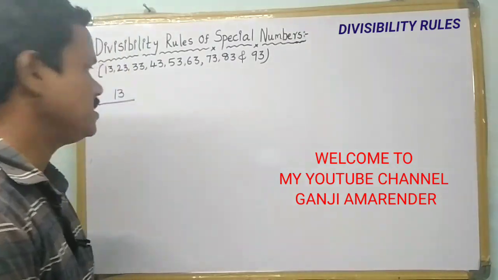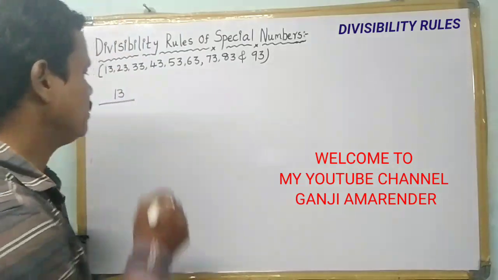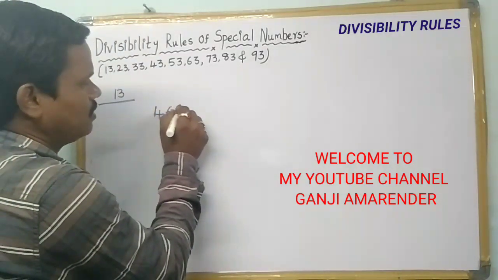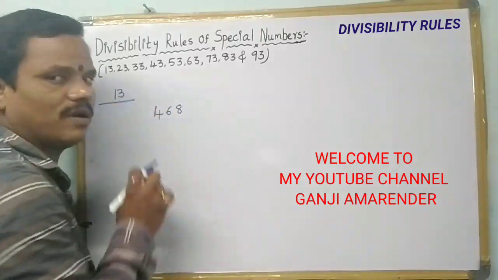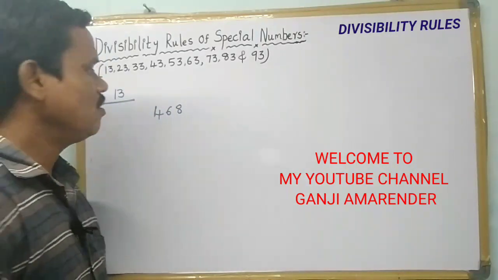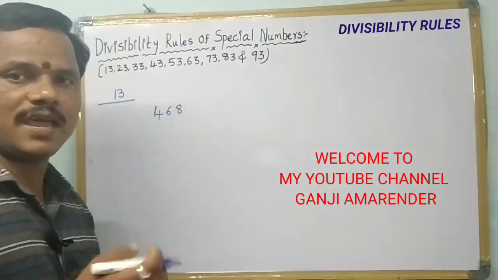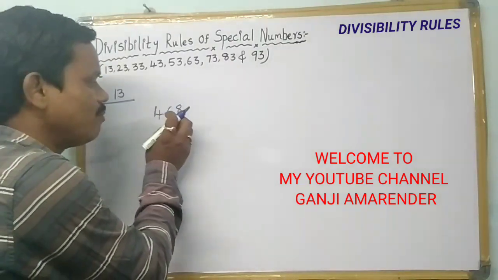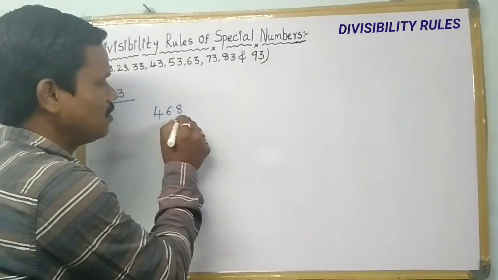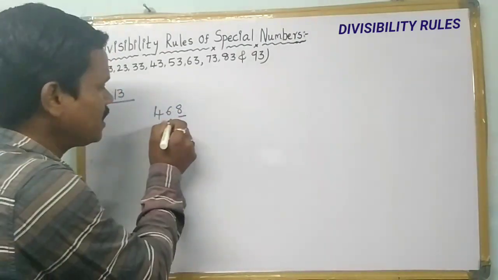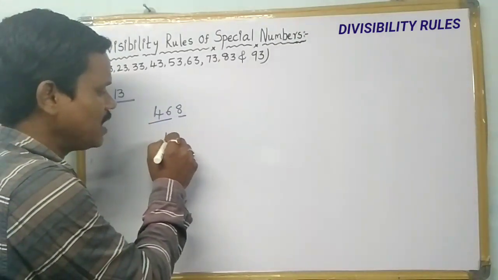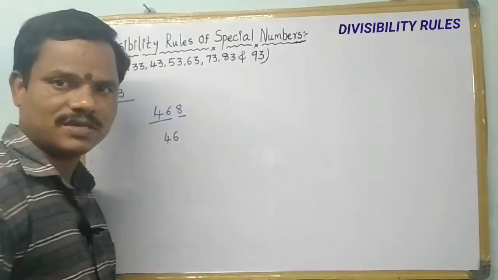I will explain this with an example. I am taking the number 468. Check whether this number is divisible by 13 or not. The procedure is the same. The given number is divided into two parts. The 8 is the first part and the remaining digits are the second part. Now write the second part number as it is.